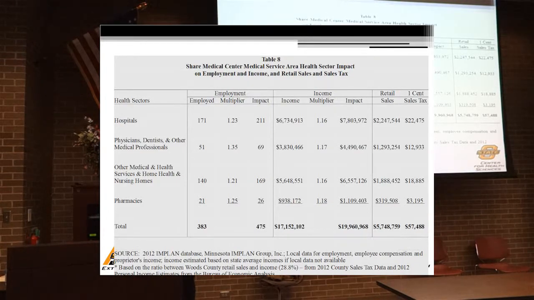Physicians, dentists, and other medical professionals, it's 1.35. The other medical, nursing homes and home health is 1.21, and pharmacies is 1.25. So those 383 folks that we can go out and count here locally, with their interactions within the local economy, it actually accounts for 475 local employees. And actually, the 383 folks alone, that's a big chunk of people. It's a big chunk of your local employment sector. And then when we have the multiplied effects, it's even greater.